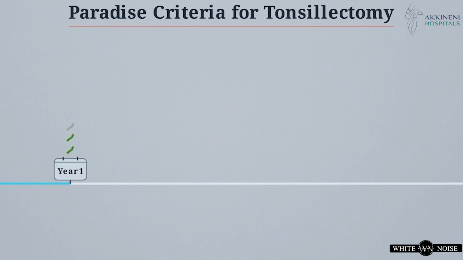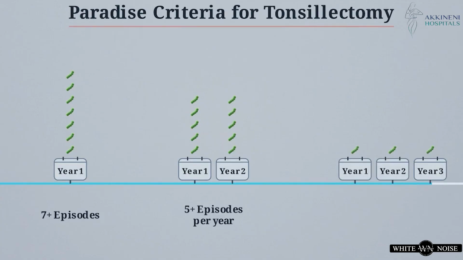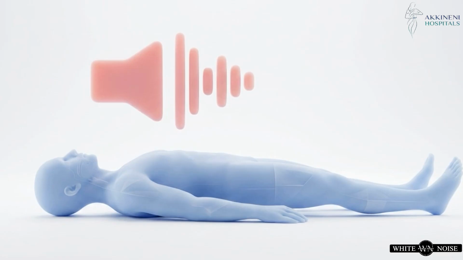Surgery is indicated if a patient experiences 7 documented streptococcal episodes in a single year, 5 episodes per year for 2 consecutive years, or 3 episodes per year over a 3-year period. Surgery is also indicated independent of infection if the patient experiences obstructive tonsillar hypertrophy, meaning the tonsils are physically large enough to cause sleep-disordered breathing or difficulty swallowing.